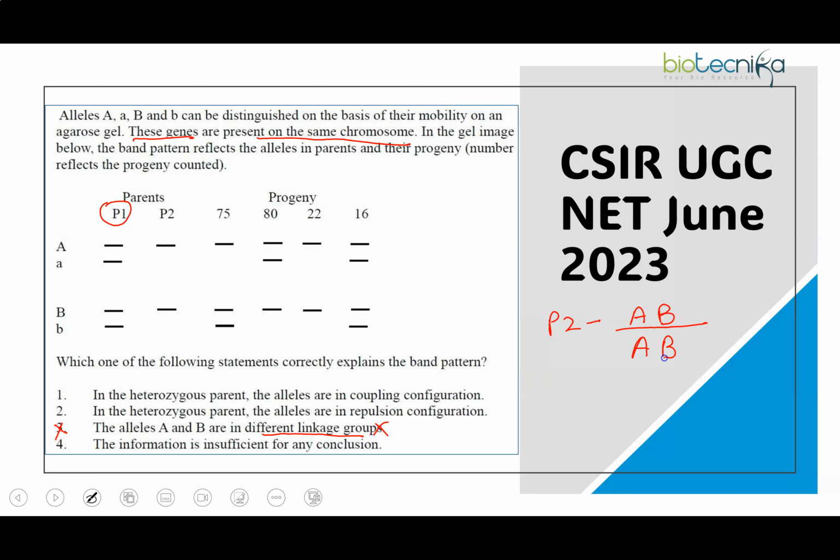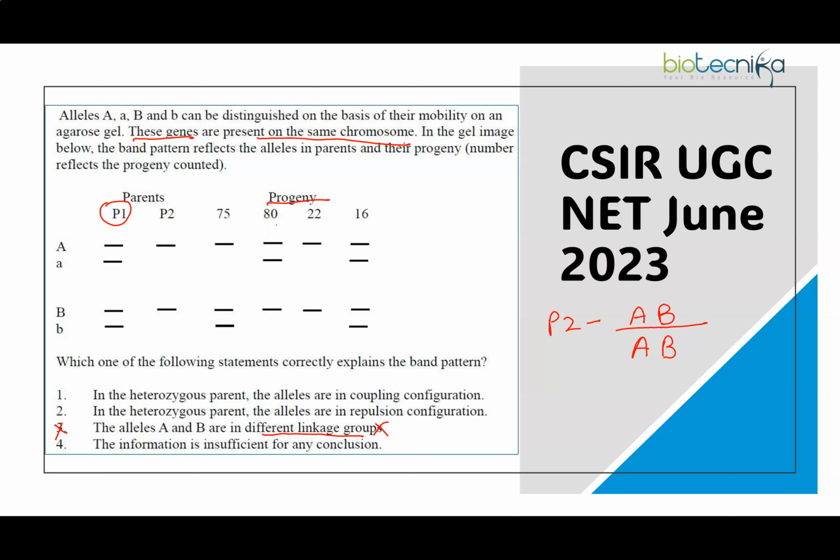Now for P1, we can also write it down, but we don't know whether capital A will come with capital B or capital A will come with lowercase b. To find it out, we have to use this progeny. A and B are present on the same chromosome, so they can be linked. When we check the progeny numbers given here, 75, 80, 22 and 16, we can see clearly that two progenies are present in high number, whereas two progenies are present in comparatively lesser number.